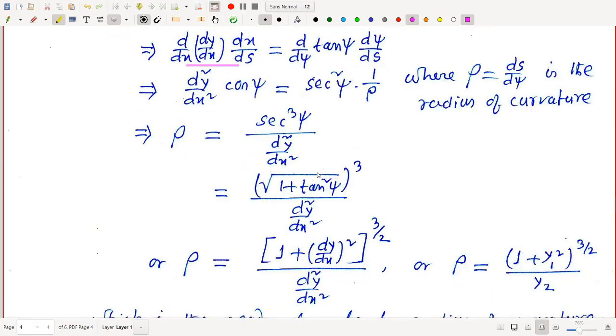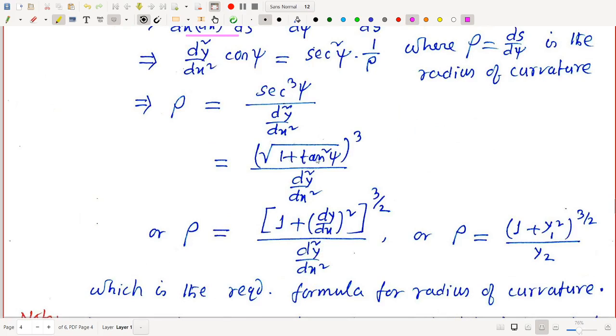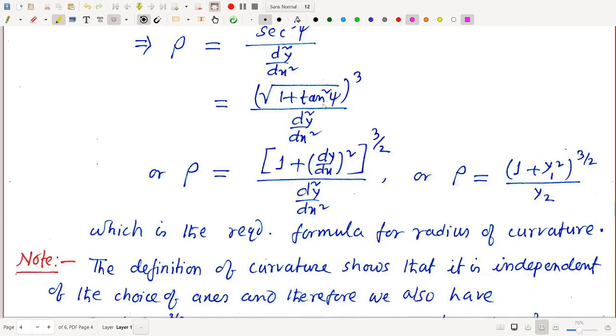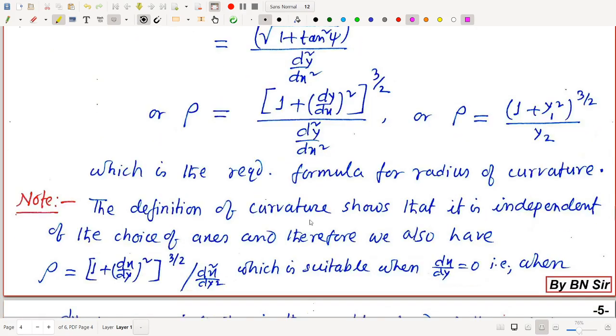Now sec psi is root over 1 plus tan square psi, and to the power 3 is there, cube. Now tan psi we know is dy by dx, so it is root over 1 plus dy by dx square, to the power 3 by 2 because root is there, divided by d square y by dx square. And this can be written in short as rho equal to (1 plus y1 square) to the power 3 by 2 by y2. y1 means dy by dx, y2 means d square y by dx square. So this is the formula for calculating radius of curvature in Cartesian coordinates. We shall have to remember this formula.